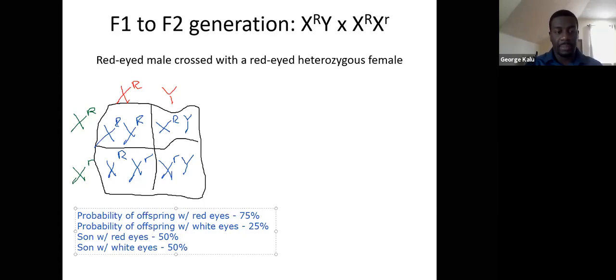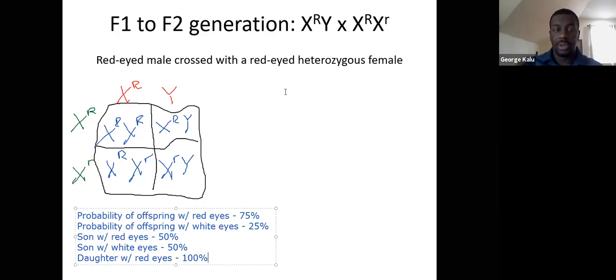And then what about the probability of having a daughter with red eyes? Right, 100%, because 2 out of our 2 boxes here have the red eye allele. Perfect. Okay, so Angelina's question is, how do we get to 25%? So when you're looking at the offspring, if we're looking at probability of having offspring with white eyes, they have the recessive allele. That's the recessive trait.